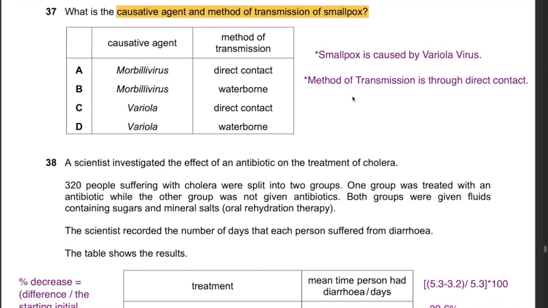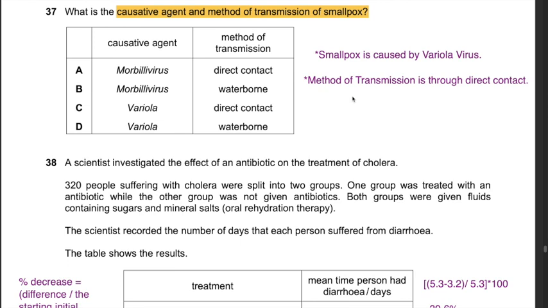Question 37. What is a causative agent and method of transmission of smallpox? Smallpox is caused by a virus known as the variola virus. The method of transmission is through direct contact. It is not waterborne. So the answer over here is answer C.